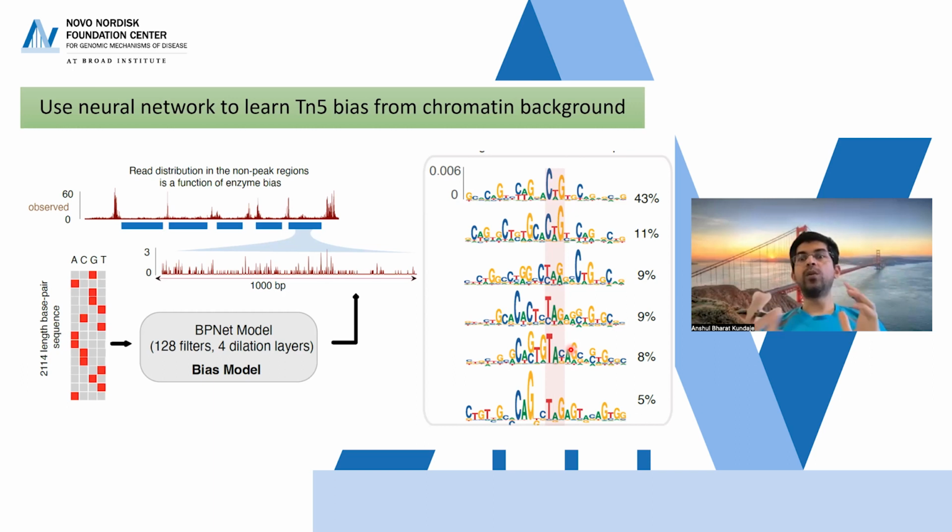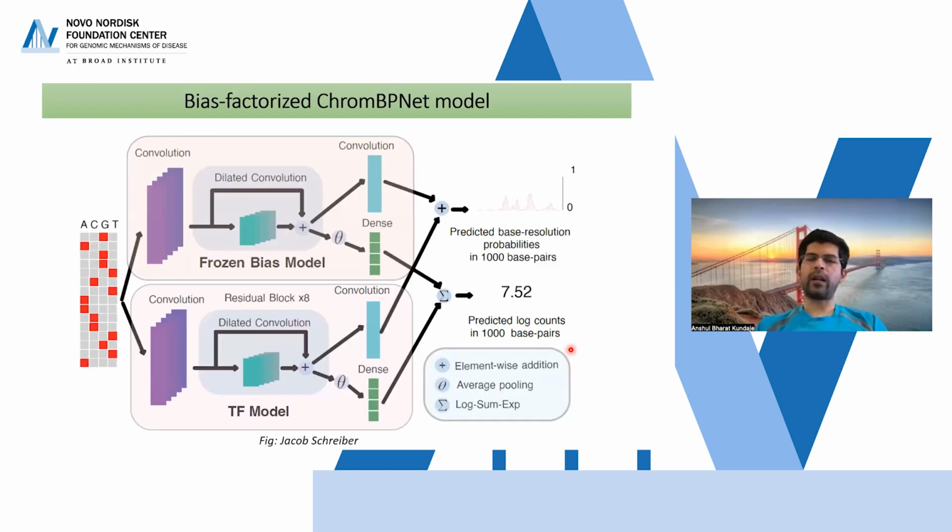And now we can use it somehow to correct the data. So how do we do that? We kind of have a 2-phase process of trying to correct bias. So we call this the bias factorized version of Chrome BPNet.